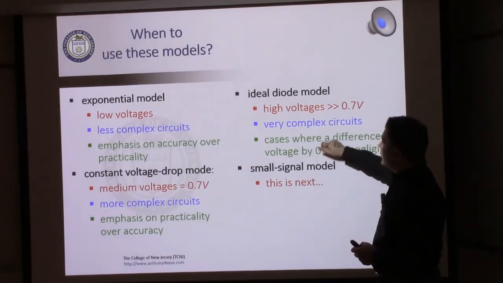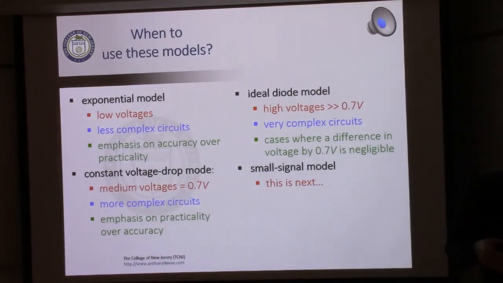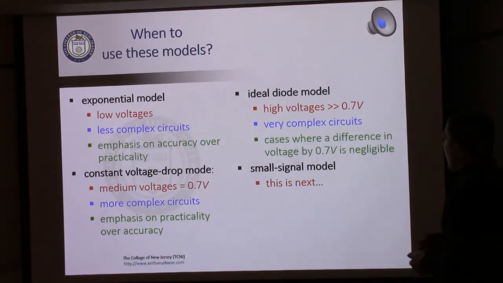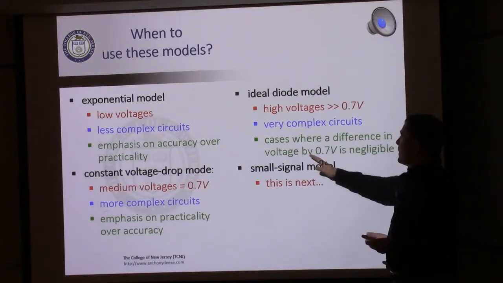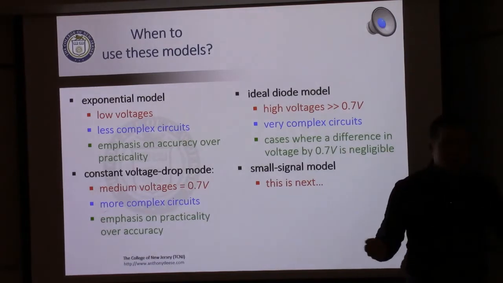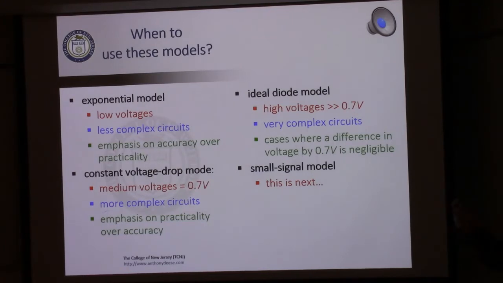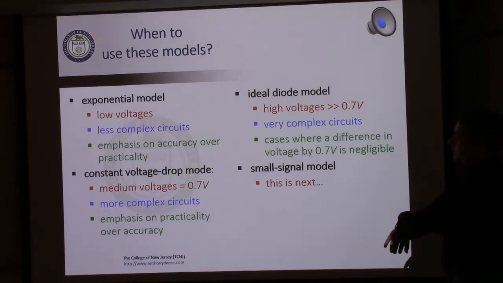So for higher voltages, and very complex circuits that have tons of diodes, where we simply cannot afford, in a computational sense, to use a more complicated model, and cases where the difference in voltage of 0.7 volts is negligible. If we're dealing with a circuit, let's say a power electronic converter that has hundreds of volts running through it, a difference in the solution of 0.5 or 0.7 volts is probably not going to have much effect on the design or the way that it operates. And that would be an application where the use of the ideal diode model would be good.